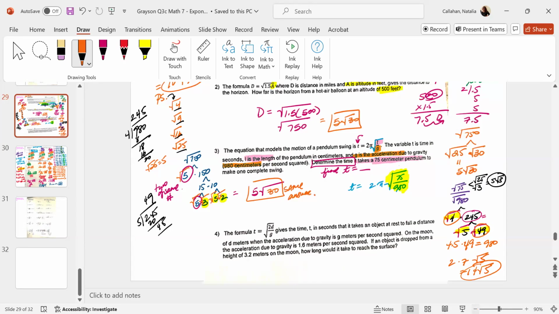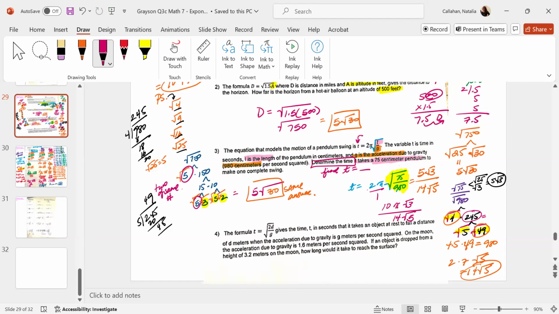So this is a very long process. Okay, so 75, we got 5 square root 3, correct? 980, we got 14 square root 5, right? Fortunately, we cannot cancel anything. Do you see that? But don't forget this part because there's a 1 right there, right? 2 times 5 is a 10 pi square root 3. 1 times 14 is a 14 square root 5. Do you see that?